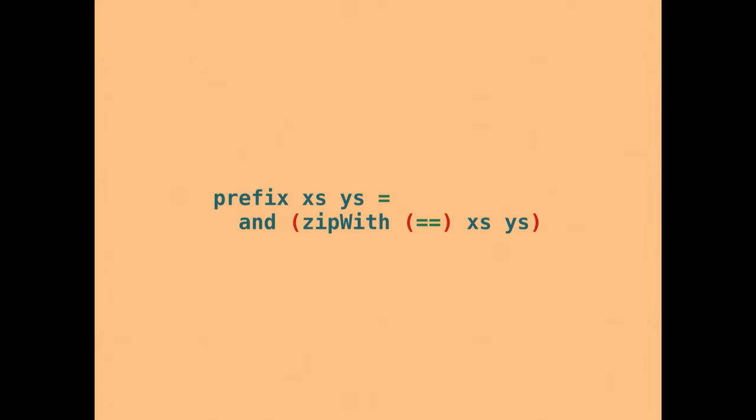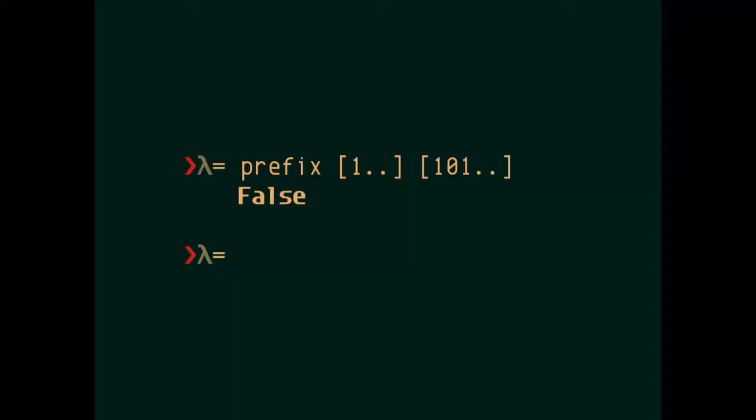So this function here, prefix, returns true whenever one of the arguments is a prefix of the other. The zipWith thing compares for equality of corresponding elements of x's and y's. And prefix will return true if all of the comparisons are true. And we can actually do this with infinite lists. We can ask whether 1, etc. is a prefix of 101, and it will immediately say false, because they're not equal on the first element, and so it immediately knows this must be false.